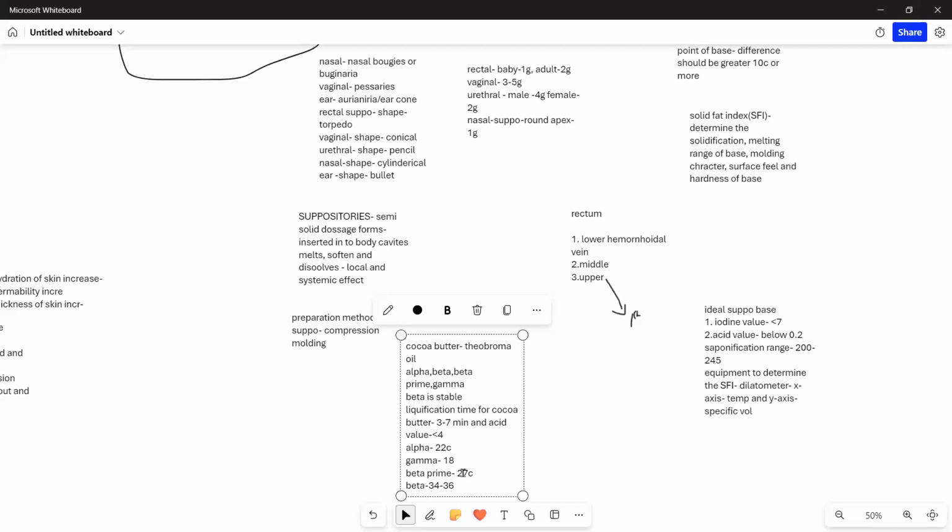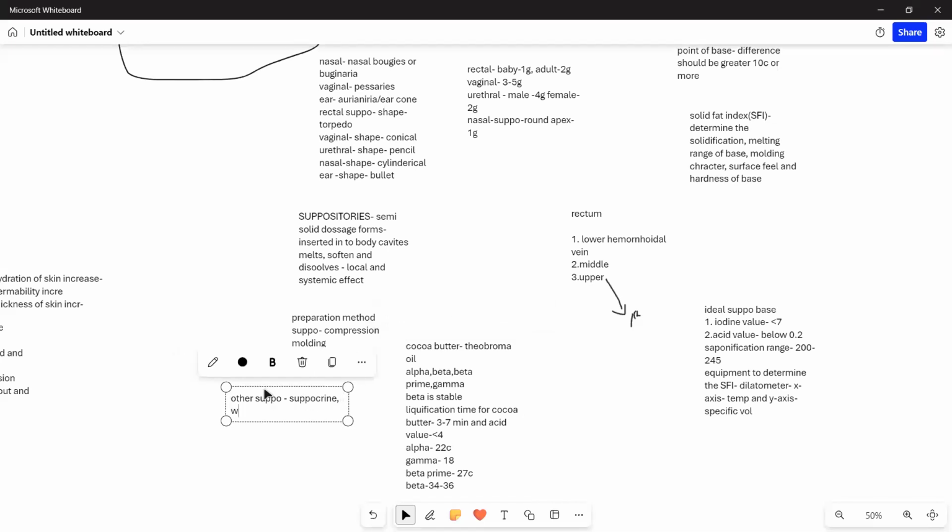So other oleaginous bases are also used, which include the hydrogenated fatty acids of vegetable oils, such as palm kernel oil and cottonseed oil. Other suppository bases used are Witepsol, Suppocire, Wecobee, fatty bases, hydro, etc.